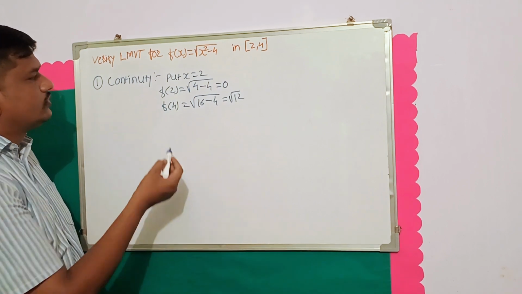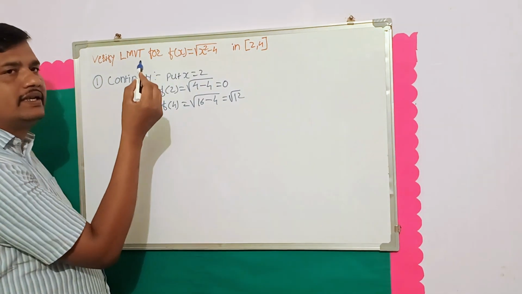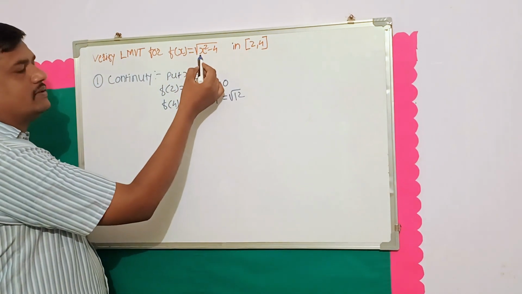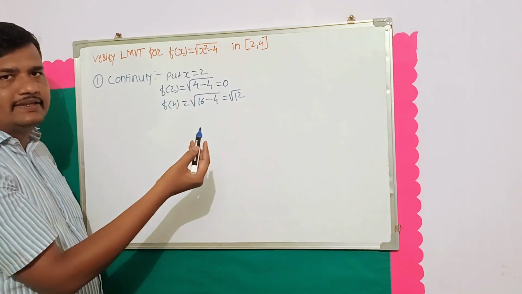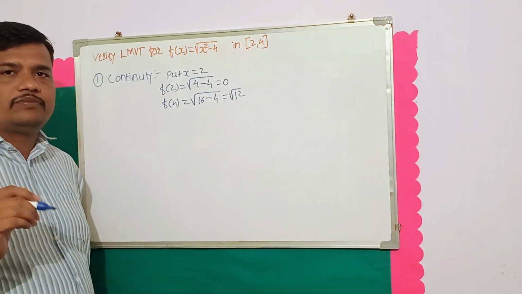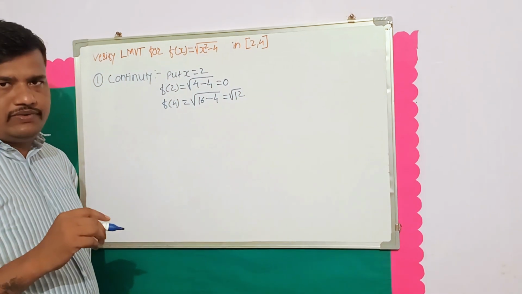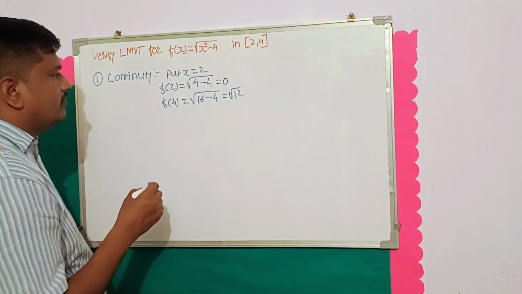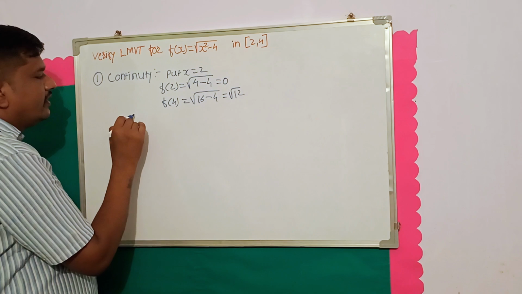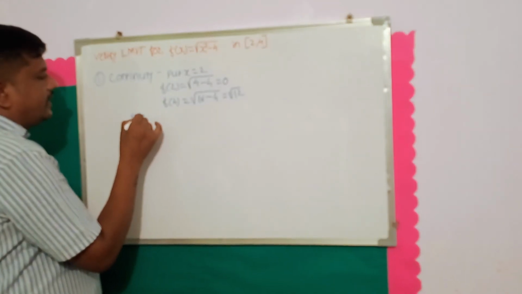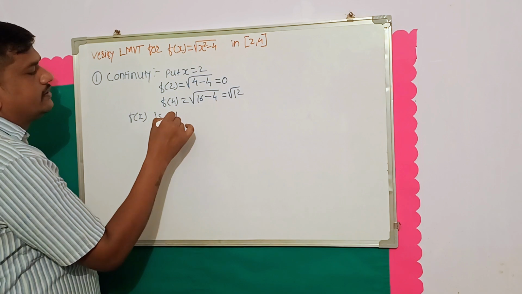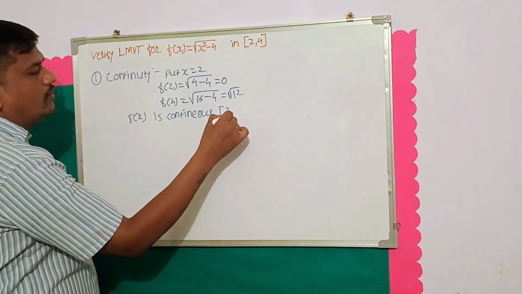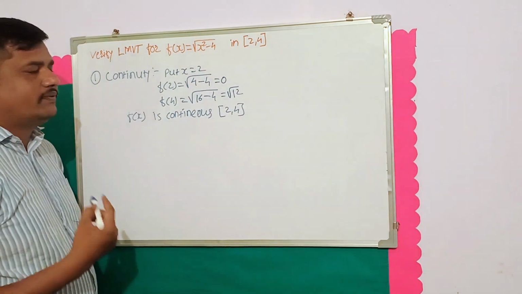But if I decrease the value of x to less than 2, let us say if I take 1, the square of 1 is 1, and 1 minus 4 is minus 3, and you know that square root of minus 3 is not possible. It is an imaginary number, so that is a discontinuous curve, we can say. So we can say that f of x is continuous. It is a continuous function within 2 comma 4. Okay, so this is the first condition.